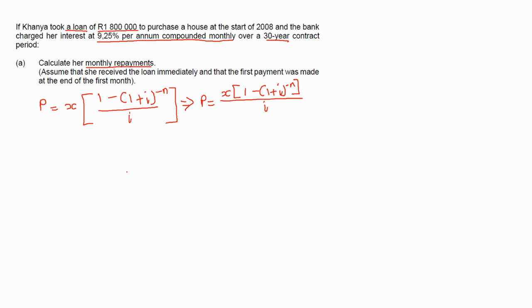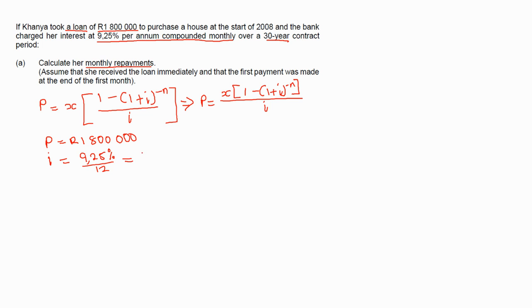Okay, right. So now we can list what we have. What are we looking for here? We're looking for the monthly repayments, which is X. So we have our P, the present value, which is 1,800,000. Right, and then do we have our interest rate? Yes, 9.25% compounded monthly, so it's 9.25% divided by 12. Remember, 9.25% is like 9.25 divided by 100. So you're dividing by 100 and then times 12 there. The denominator is going to be 100 times 12, which is going to be 1,200.